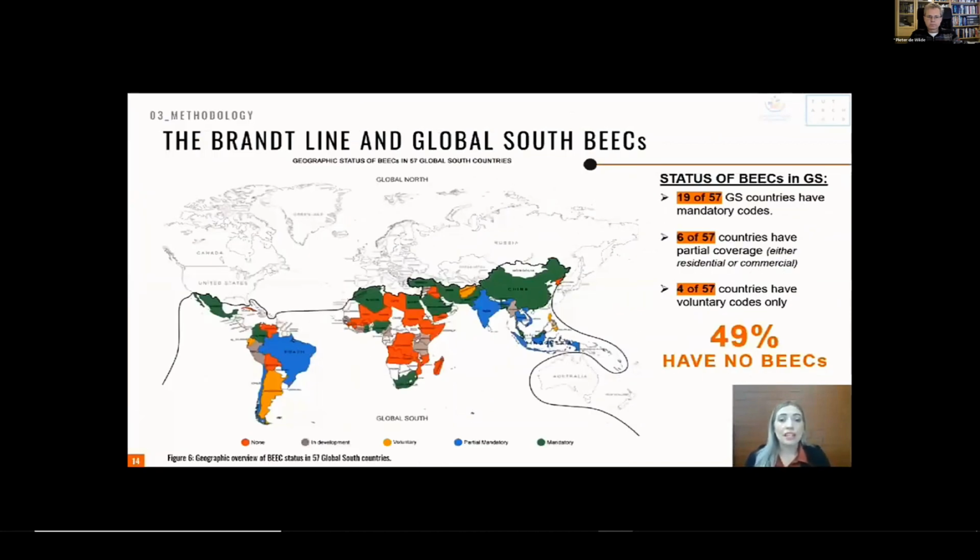Furthermore, looking at the status of building energy codes, the research revealed that 49% of the selected countries do not implement any form of building energy efficiency codes, and that only 19 of the Global South countries have mandatory codes for the entire sector.